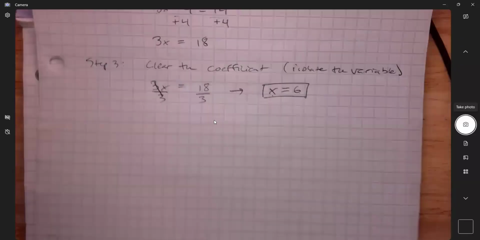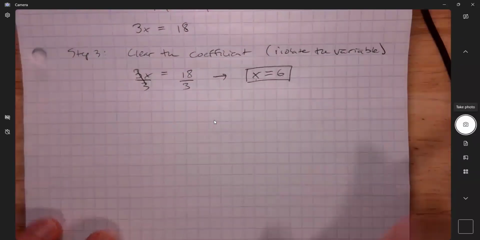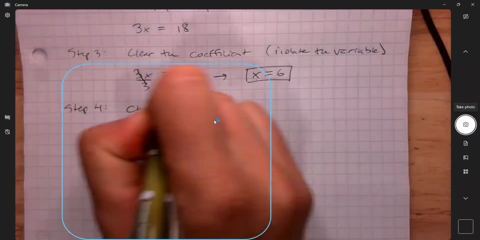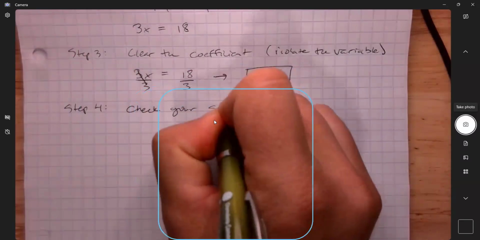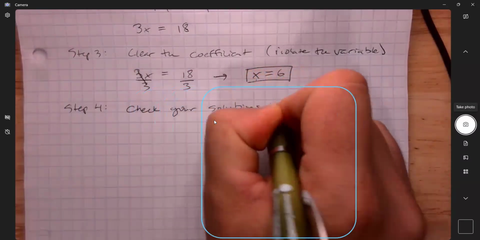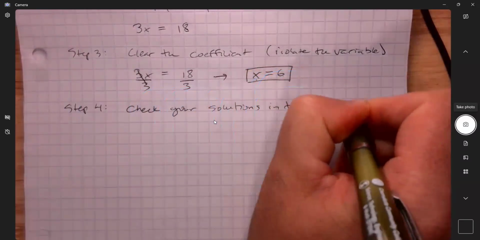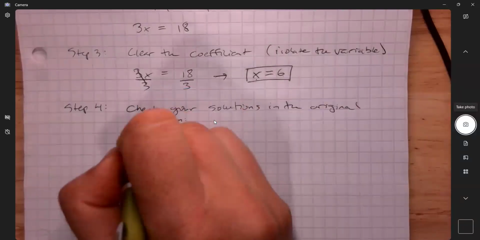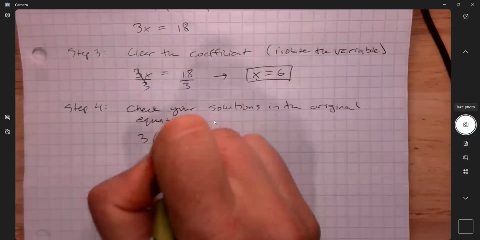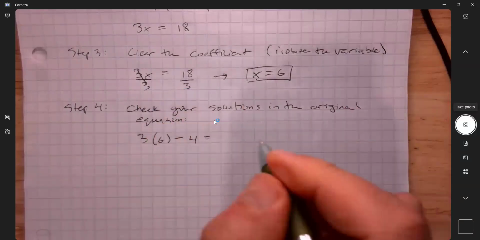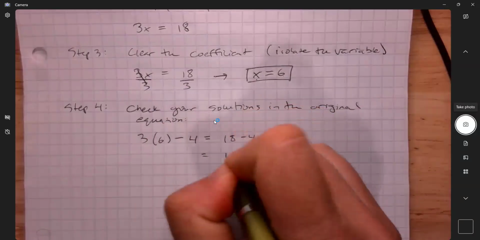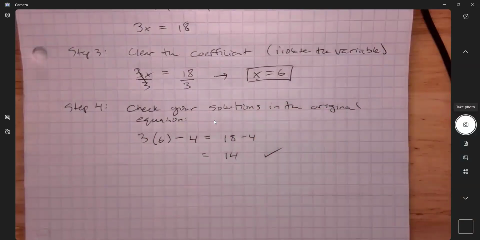Sometimes you're a busy person and you stop there, but when you have time, you want to check your answers, check your solutions in the original equation. So we're going to take that 6 and we're going to put it right into my original equation. And we're just going to check step by step. That's 18 minus 4. 18 minus 4 is 14. It is correct.